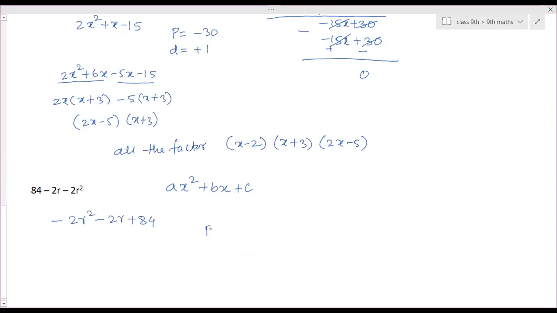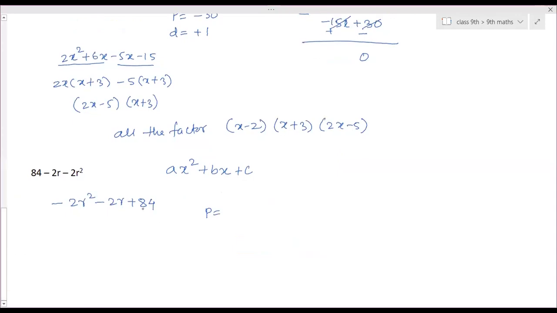And now what is the product needed? Minus 2 into 84. This 2 has a minus sign. So minus 2 into 84 is the product needed. So it is a negative product, so the difference of two terms should be minus 2. Now find this. 84 can be written as 21 into 4. 21 is written as 7 into 3, into 4. 7 twos are 14, 3 fours are 12. 14 and 12.